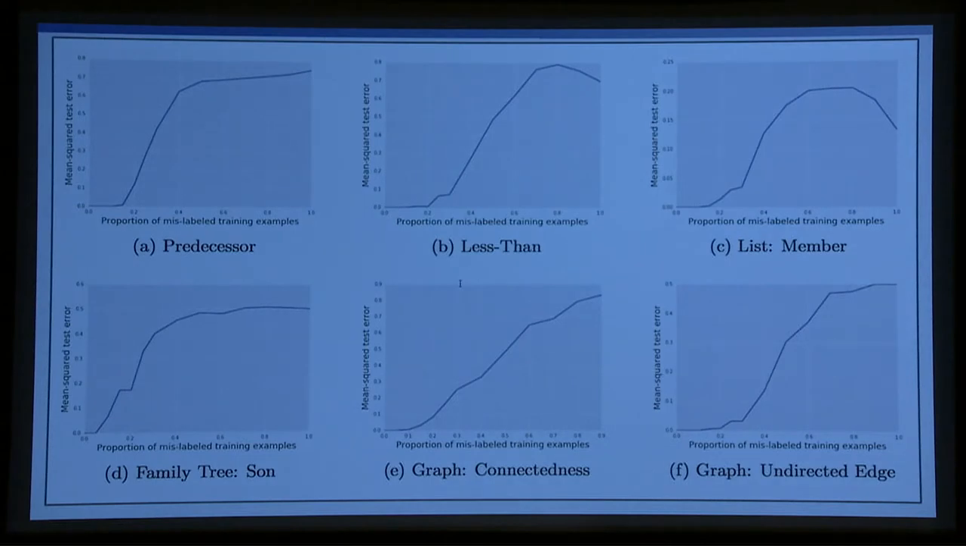So here are 6 of our standard ILP tasks, but now the x-axis represents what proportion of the training examples are willfully mislabeled. And the thing that I want to stress is that when we have 10 or 20% mislabeled data, we're still able to learn the right program. So this is real robustness to noisy data.